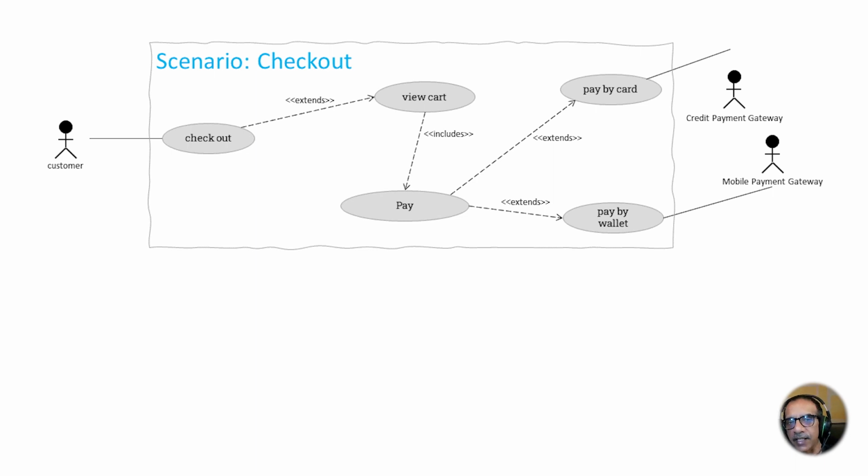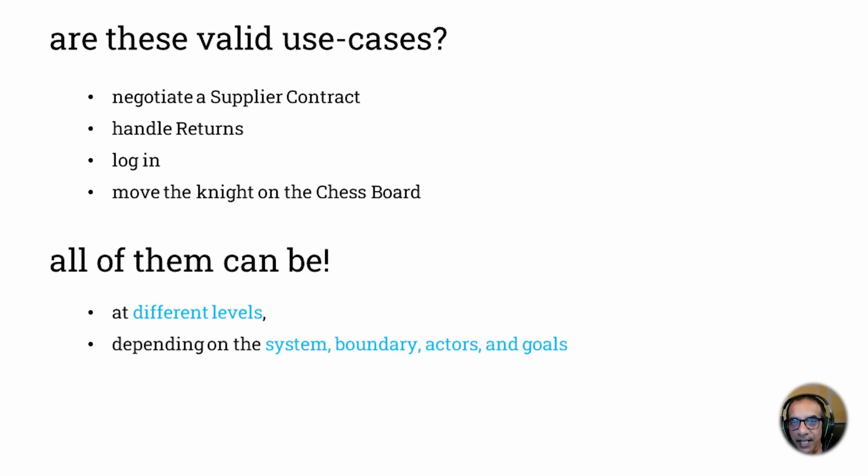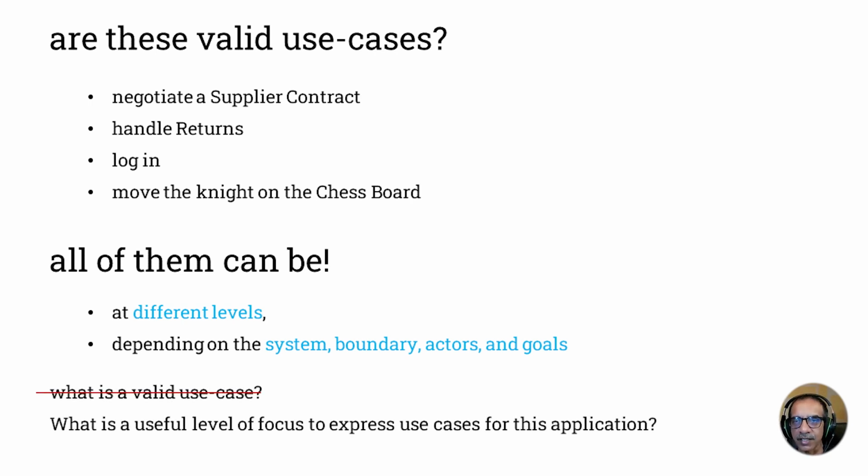Before we end, let's have a quick test. Are these all valid use cases? Pause this video here and think for a while. Yes, they can be at different levels, boundaries, actors, goals. Remember those earlier tips. Is it for a primary user? Does it have a higher priority from the business point of view? The question is, what is the level of focus we want to project through this use case diagram?